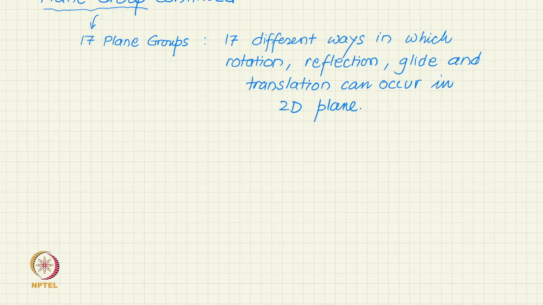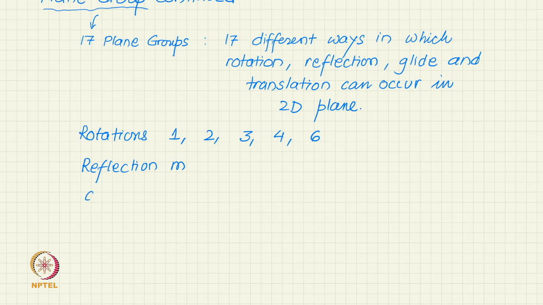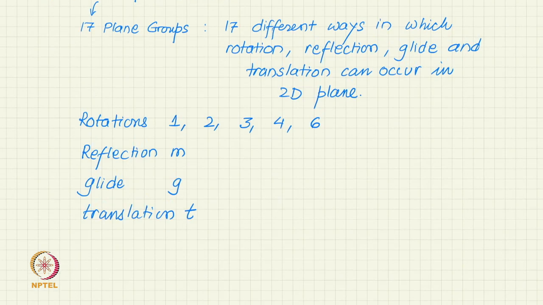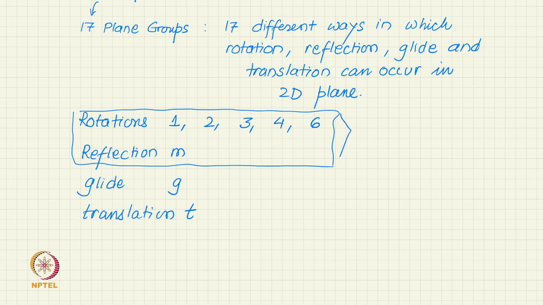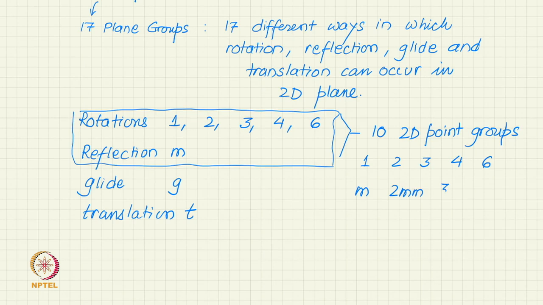So we have seen that in 2D you can have only rotations of the order 1, 2, 3, 4 and 6. You can have reflection M, you can have glide G, and you have a translation. If you don't worry about the translation, then if you combine only rotation and reflection, they give you 10 combinations. So that is the 10 2D point groups which we have seen, these 5 groups with only rotation or groups with rotation and reflection.